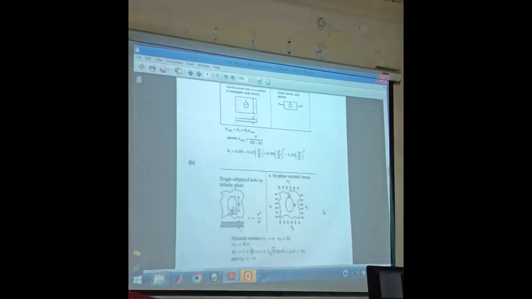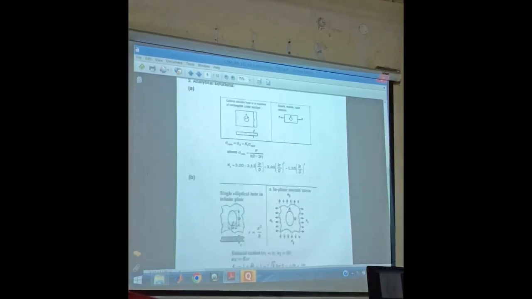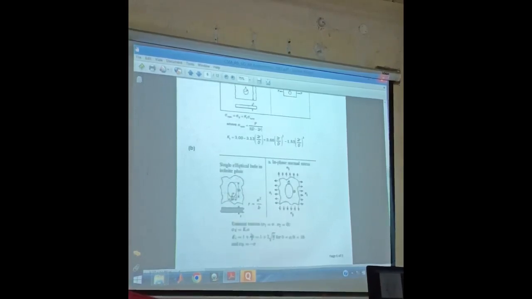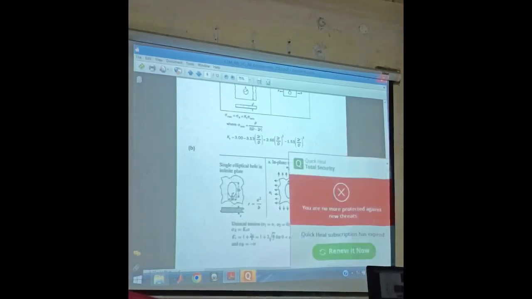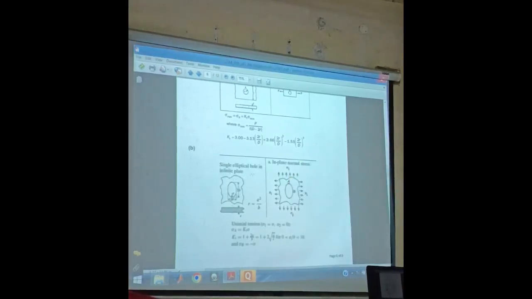Single case, first case. Second case, instead of circular one, I have an elliptical shape. I have the elliptical shape in an infinite plane. It is an infinite plane, elliptical shape. And the semi-minor axis is A, semi-major axis is B. So sigma A, sigma 1 and sigma 2 loads we have applied. Now consider only one: sigma 2 is 0, only sigma 1.